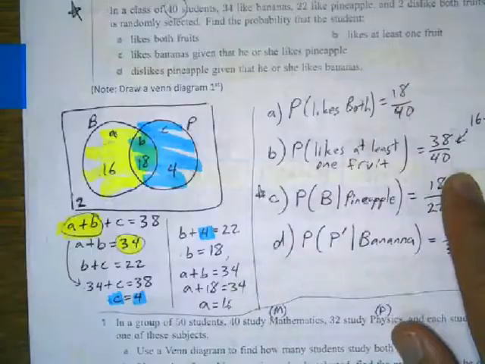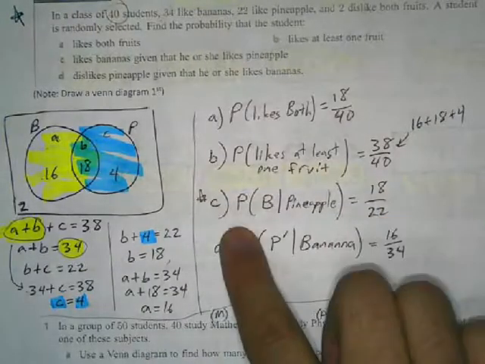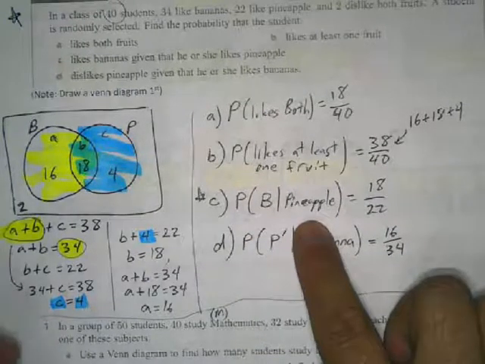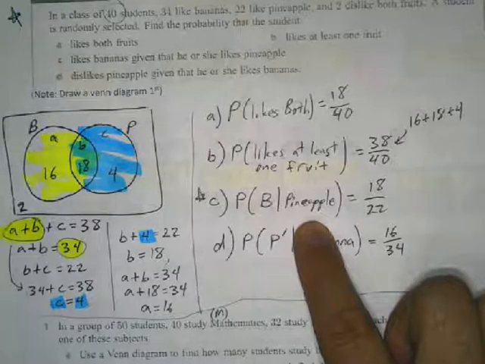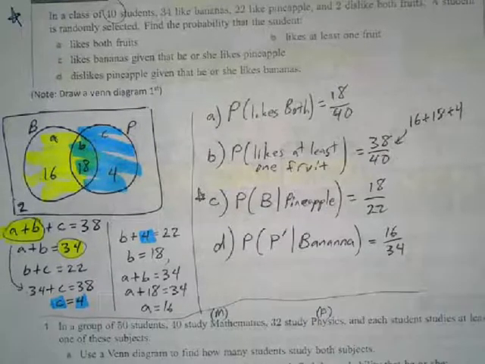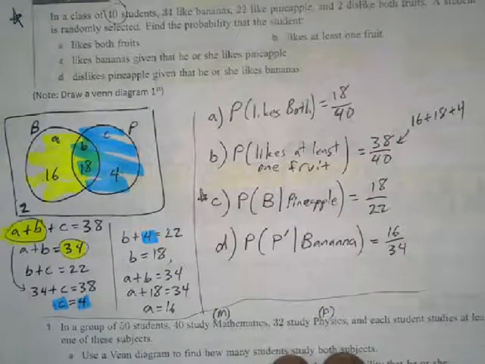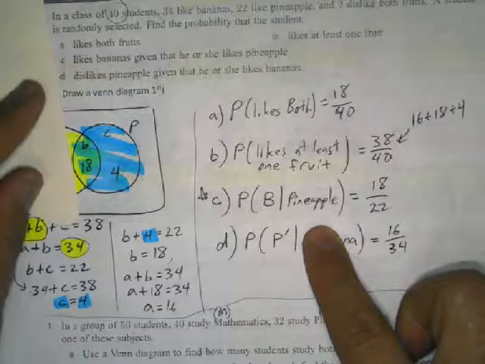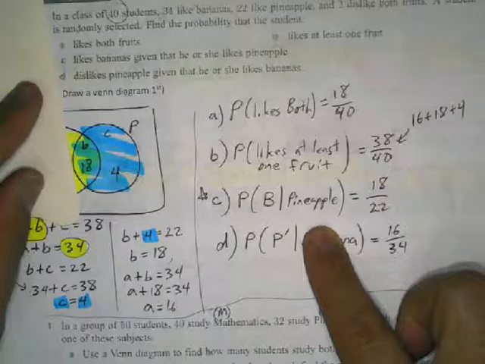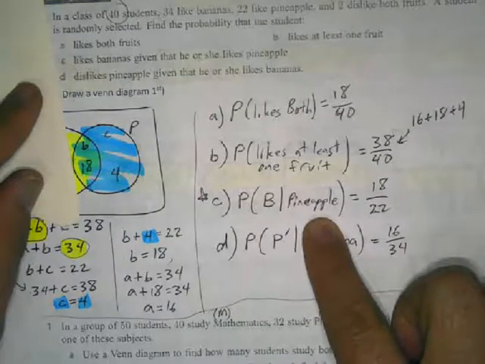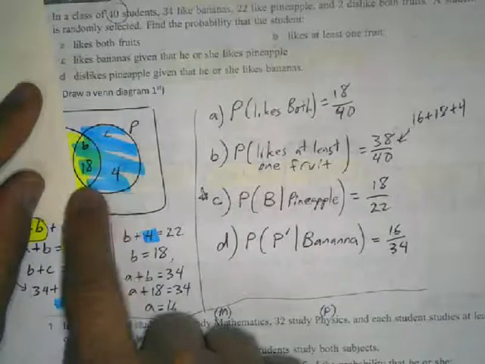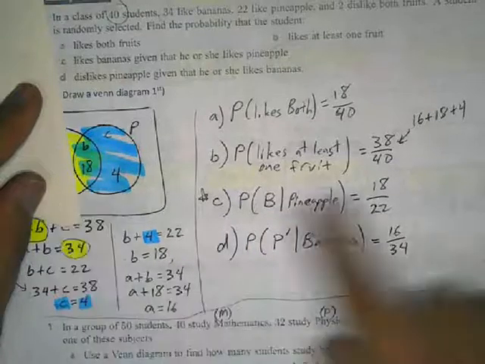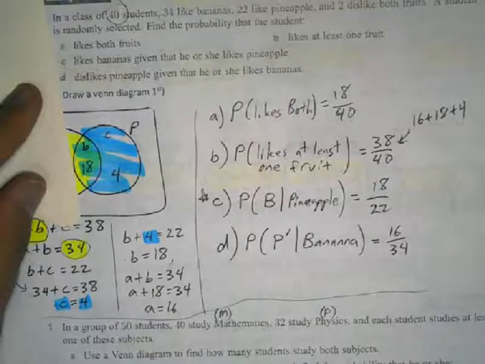Okay. And then this one here, the probability that the person likes bananas given that they like pineapples. So like we did in the other example, we're going to only look at the pineapple world. So you can see I'm covering up the banana world over here with a piece of paper. It doesn't exist. So my pineapple-loving people, there's 18 plus 4, which is 22. And the banana-loving pineapple people is 18. You may want to hit pause and think about that for a second.